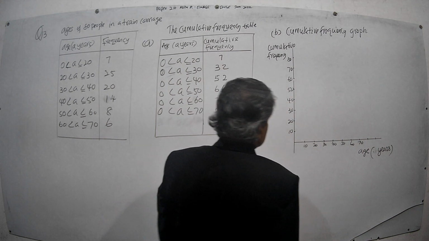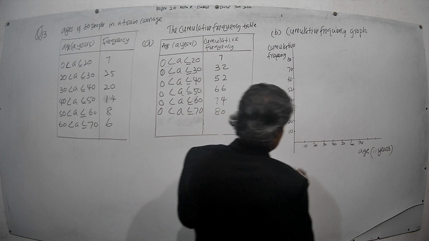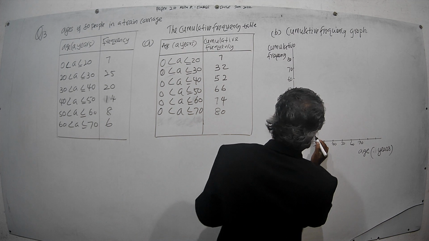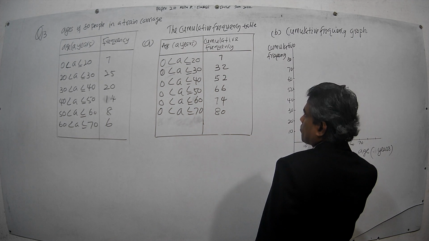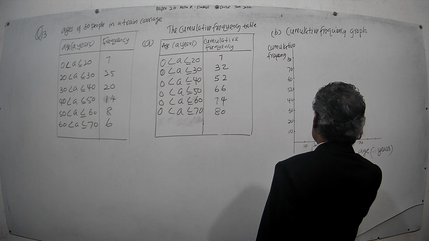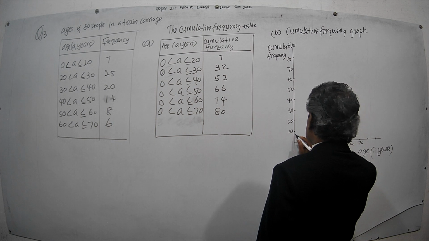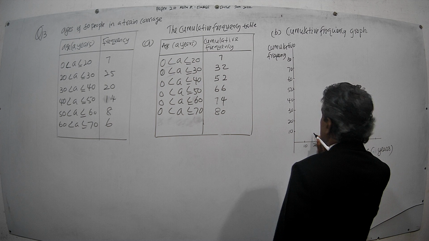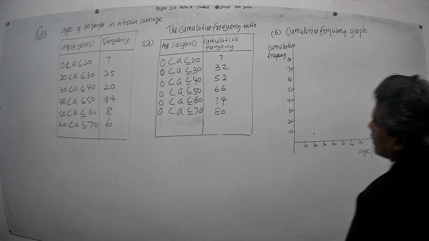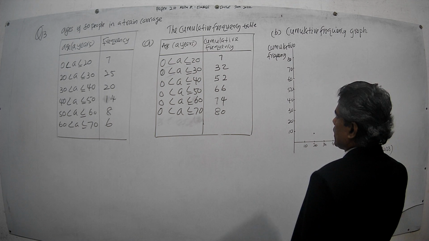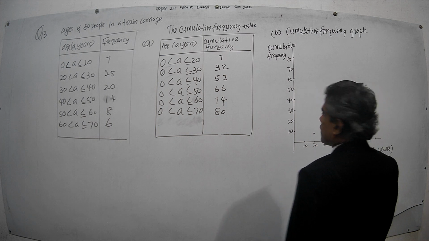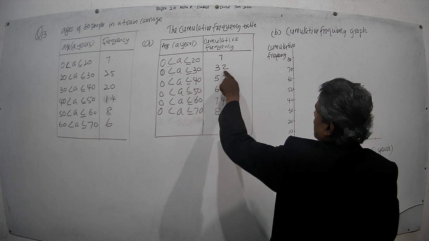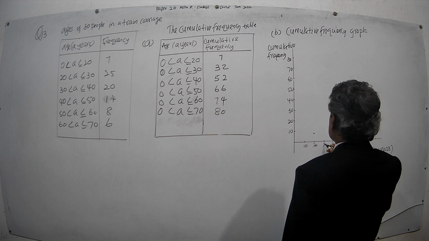Then 20 and 7. 20 and 7 we will put somewhere here, 20 here, 7 here. Where that 20, 7 must be somewhere here, 20 must be somewhere here. Like this, 20 and 7. We mark the point. Then next one, 30 and 32. 30 and 32 here. Mark 30 and 32.